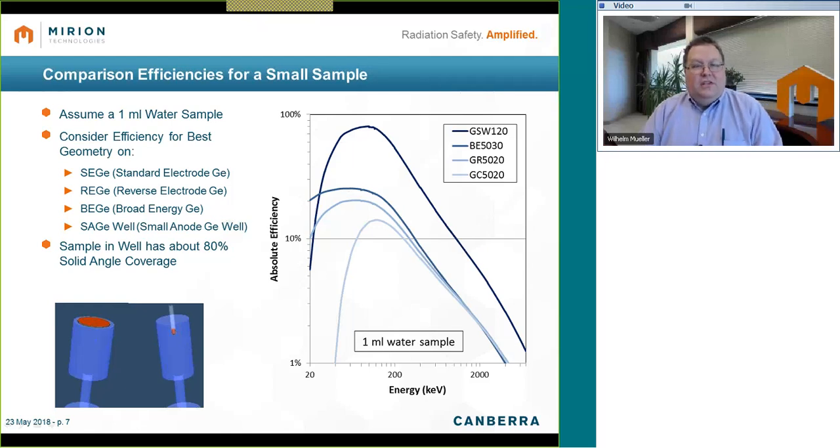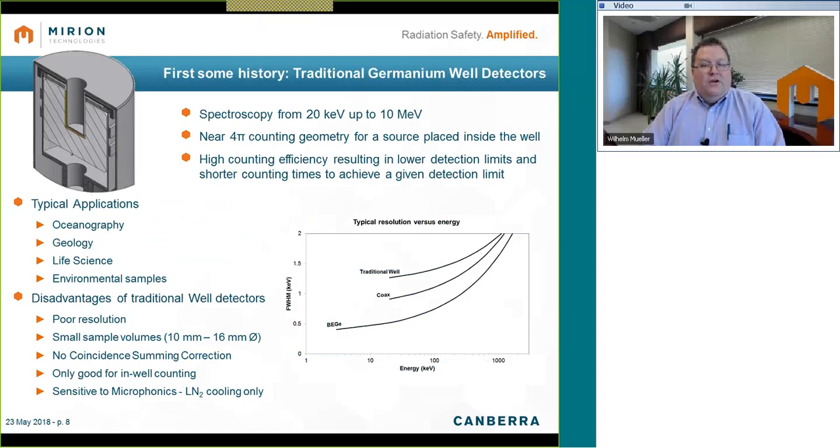So when measuring small volume samples, placing a sample inside a well is a superior way to really maximize your sensitivity, and therefore represents minimizing the minimum detectable activity. So this is not a new concept. Well detectors have been around for many years, and in fact, traditional well detectors have been part of many different count rooms with many different environmental science applications.